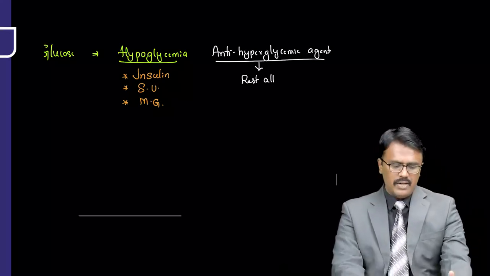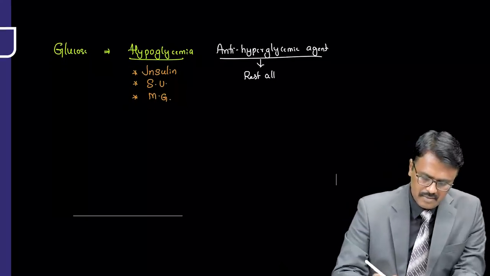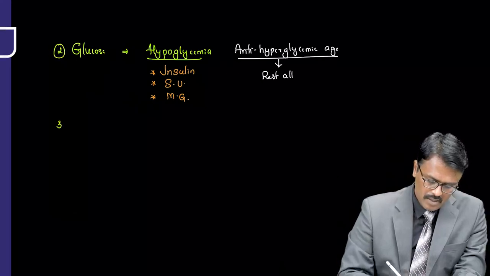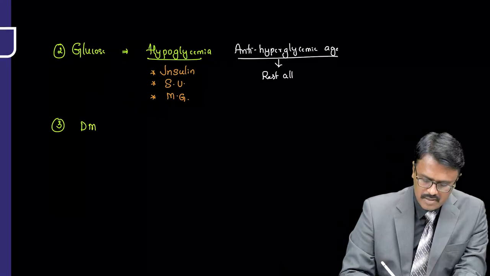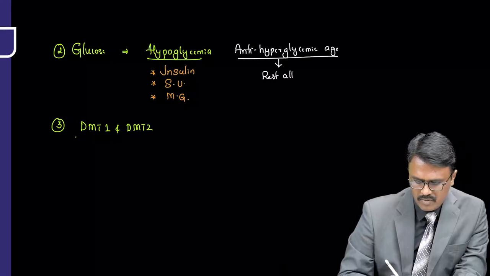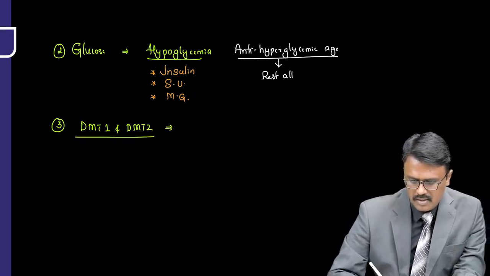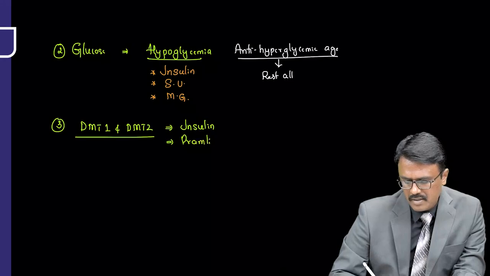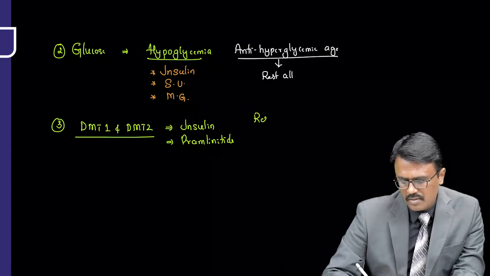Okay, so I explained that concept already. Then another important aspect after we know glucose. Now what are the drugs which are approved for both diabetes type 1 and type 2? So what is the drug which is approved for both? They are insulin and a drug pramlintide. These are approved for both. And the rest of the drugs are approved only for diabetes type 2.